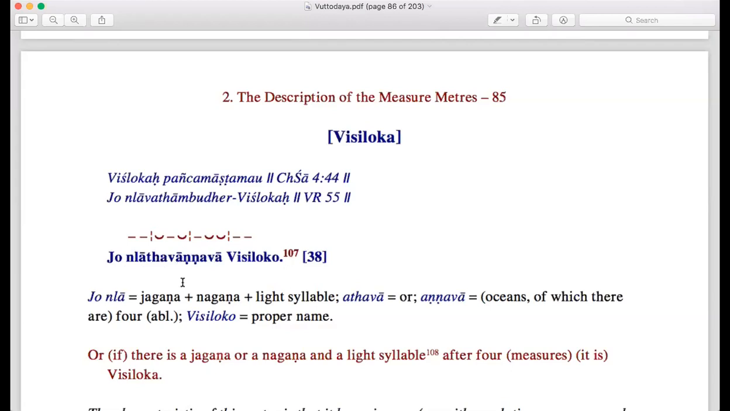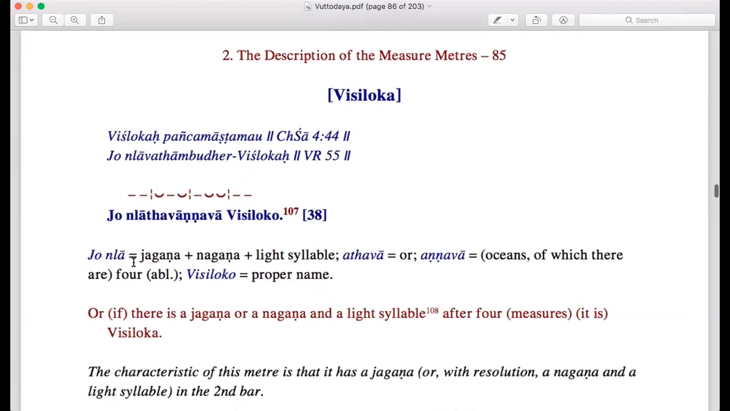Annava. We have already learned this word. Annava means ocean. So there are 4 oceans in our text, and we consider Annava as denoting number 4. So after 4 measures, there should be a Jagana or Nagana with Lahu. There can be Jagana. If there is not Jagana, there should be Nagana with the Lahu. So that is the meaning of each word.